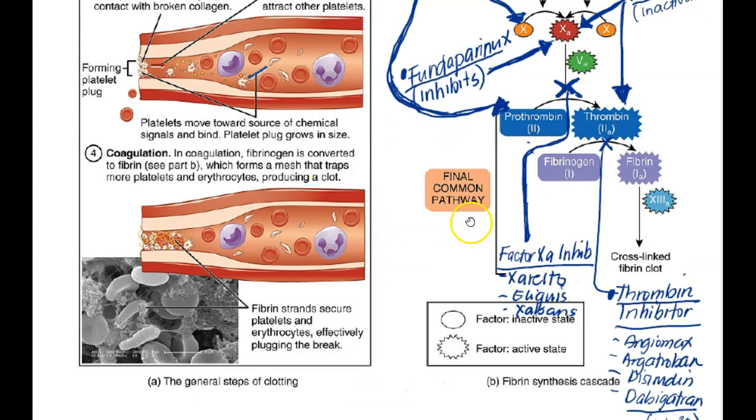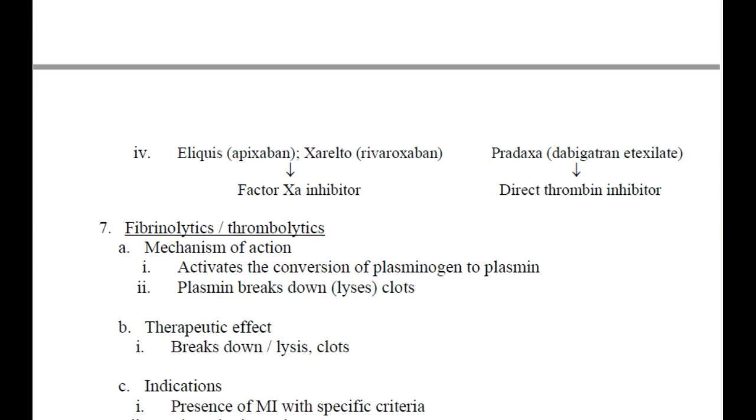So if we look at the coagulation cascade, this is where the factor XA inhibitors act, or factor 10A inhibitors act. They got their names from XA, so apixaban and rivaroxaban. They inhibit factor 10A from converting prothrombin to thrombin, and thus inhibiting coagulation. Now, on the other hand, dabigatran or Pradaxa works here in this step of the coagulation cascade. It inhibits thrombin, so it is a direct thrombin inhibitor. So that's all about anticoagulants.